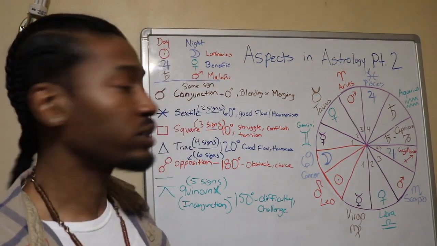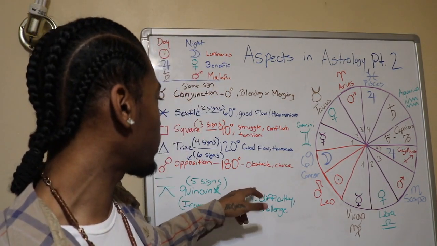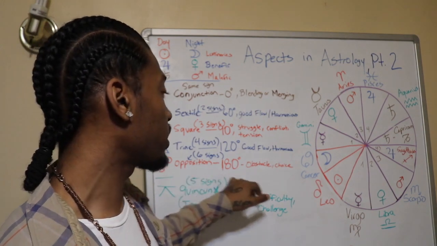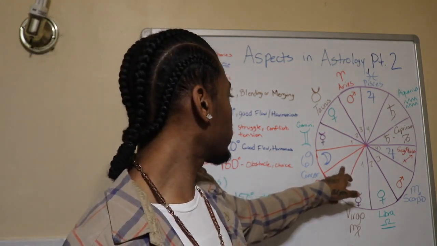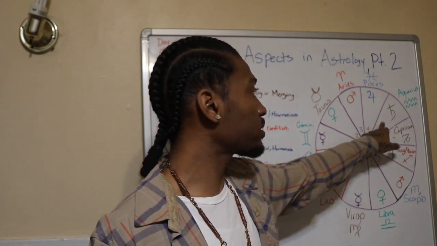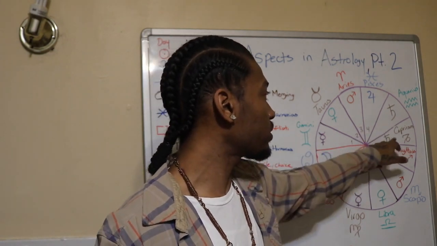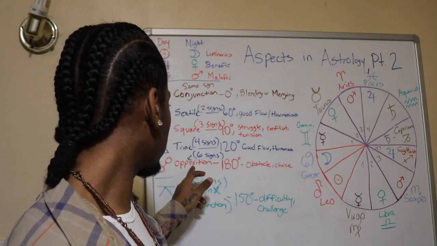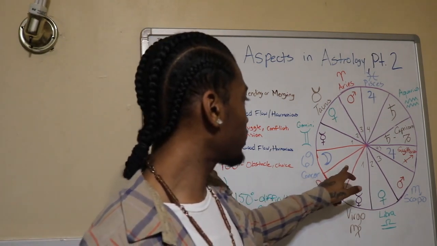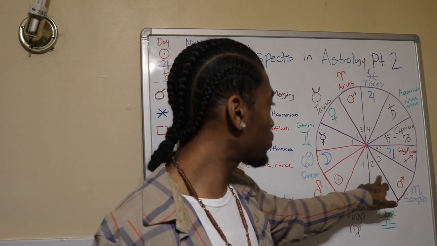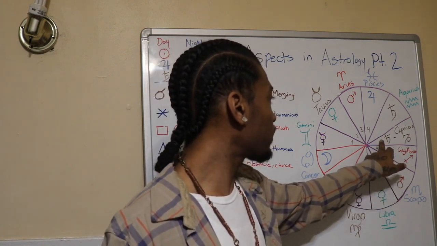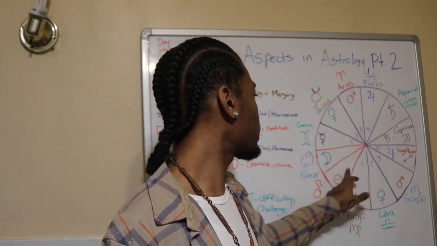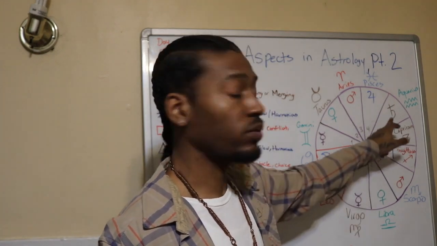Let's go 6 signs away to an opposition first, then we'll go back to 5 for the quincunx. So oppositions are 180 degrees away. So opposite is going to be Saturn basically. Opposite of the moon is going to be Saturn in Capricorn, right? So let's count 6 signs away, right? So 1, 2, 3, 4, 5. Right? Excuse me, 6. Right? Opposite of Leo or the sun is Aquarius.